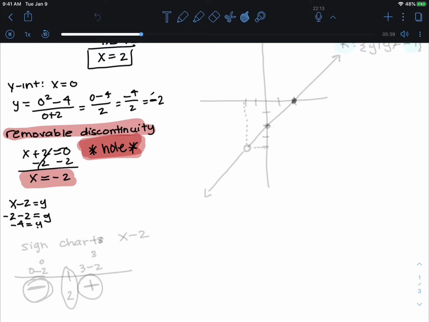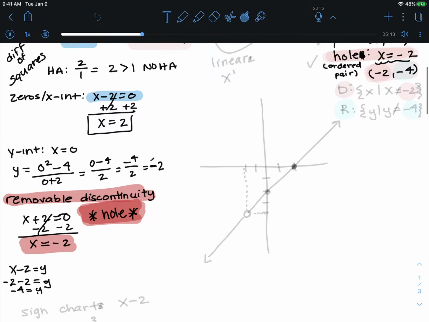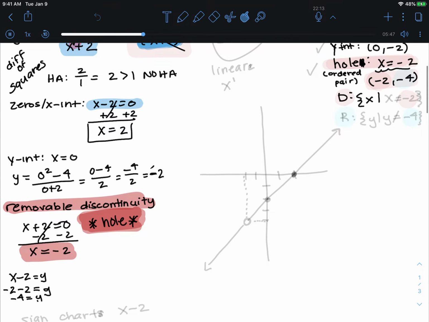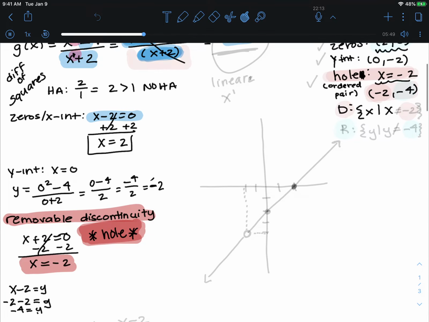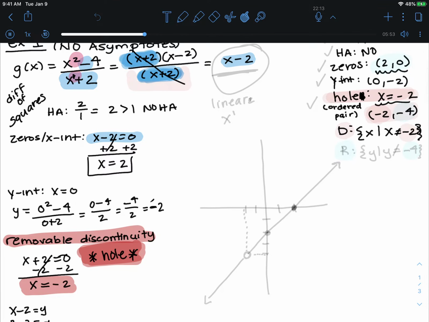So my hole is actually going to be at negative 2, comma, negative 4. Okay? And now the domain is going to be all x values such that x cannot equal negative 2. Because that was our only discontinuity, right? That was our only hole, which is right here. That was the only discontinuity. That was our only denominator right here. So my domain is going to be that.